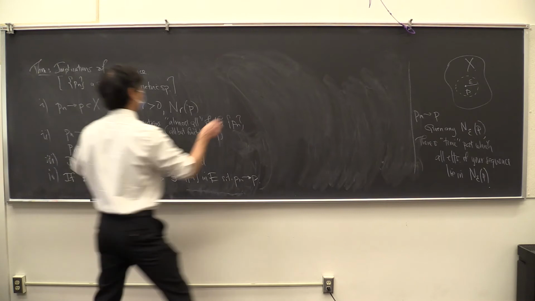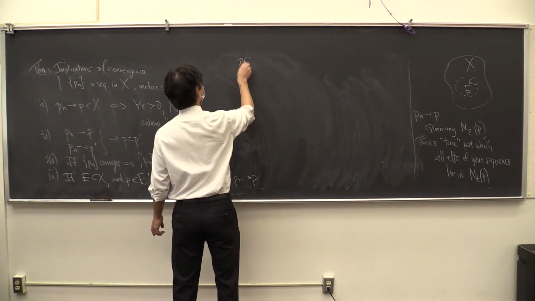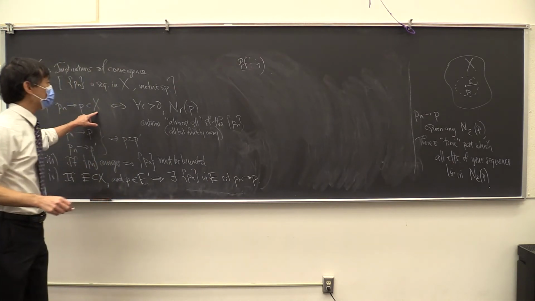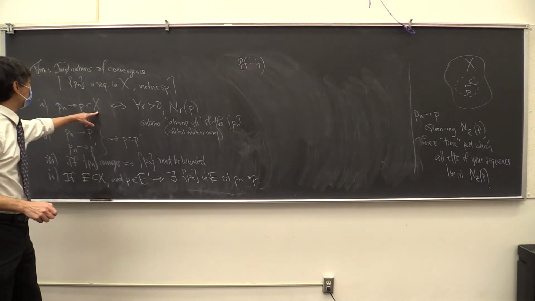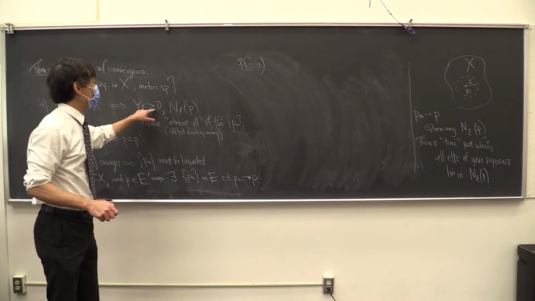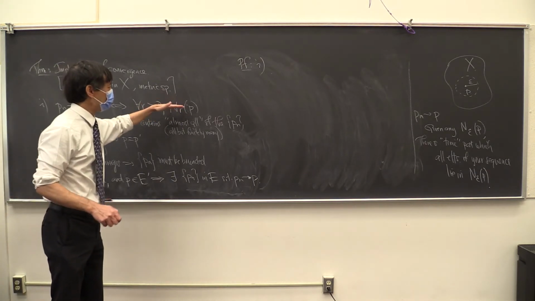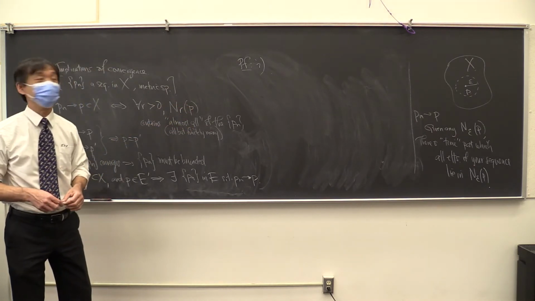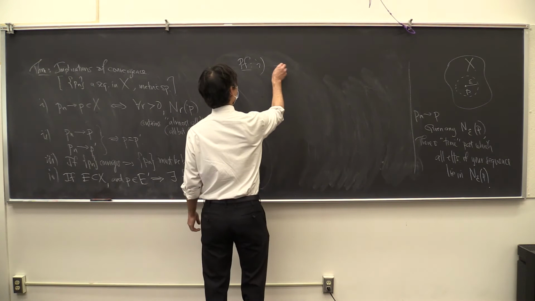Okay. So let's do this. Let's prove the first one. This one says that if you converge to x, then for every epsilon, your epsilon neighborhood is going to contain almost all of the p_n. Okay, so let's go forward first.